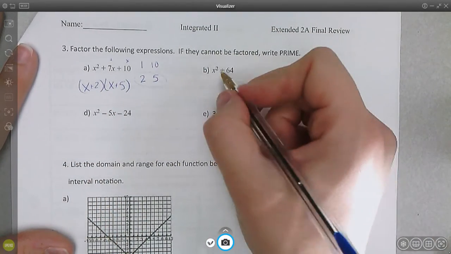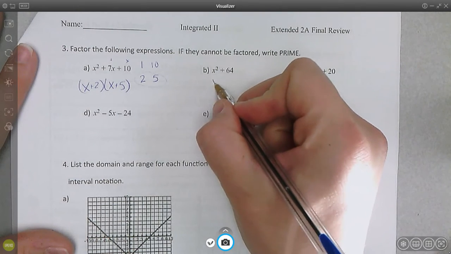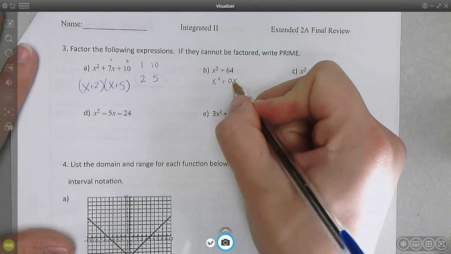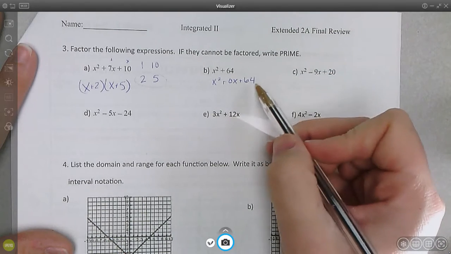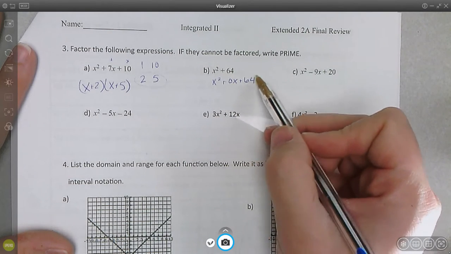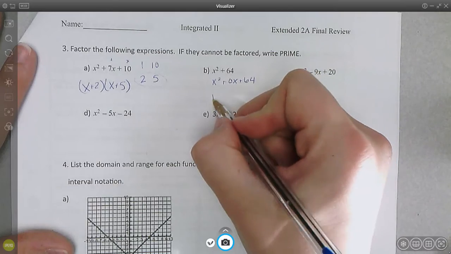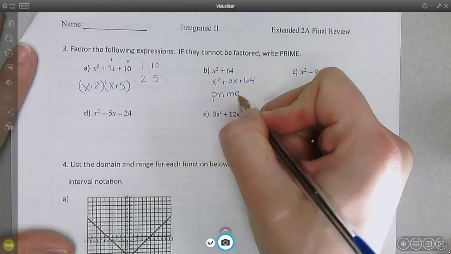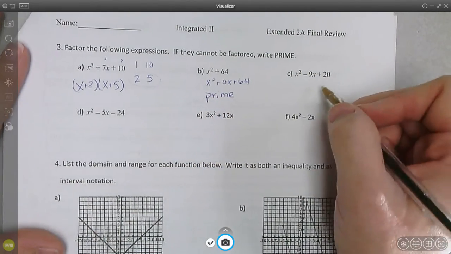This one, there's 1x squared, there's 0x plus 64. So you need two numbers that multiply to 64 and add to 0. So it's not 8 and 8, because that would give you 16. And it's not positive 8, negative 8, because that would give you a negative 64. So this one is prime. If you can't factor, it's called prime.